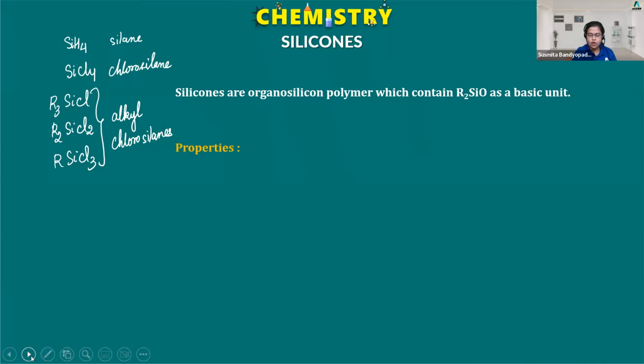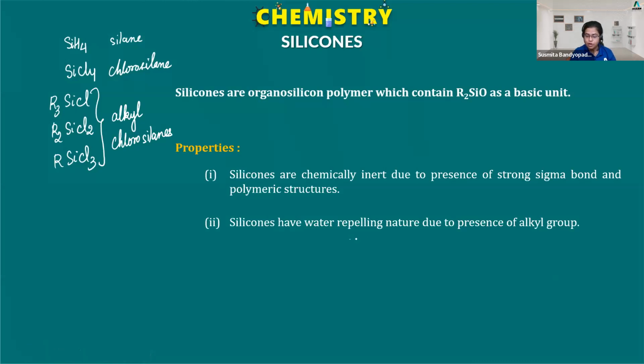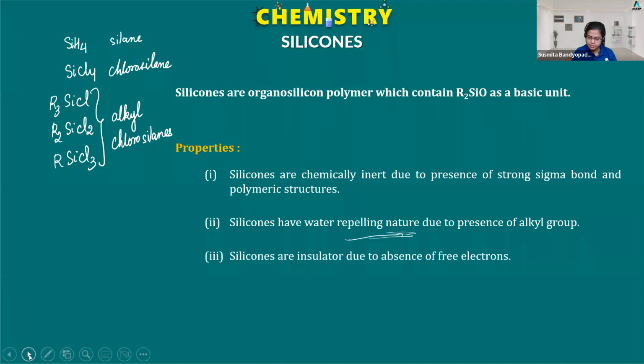So silicones are organosilicon polymers containing the R2SiO linkage. They are very chemically inert. They have a polymeric structure, and due to their water-repelling nature, they can be used in raincoats and all that kind of material. Because of its water-repelling, polymeric nature, they are insulators with waterproofing ability because of the absence of free electrons.